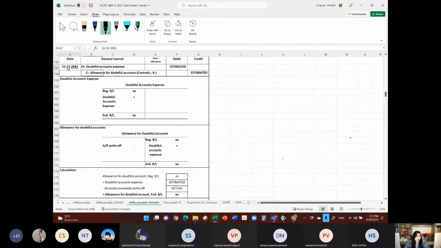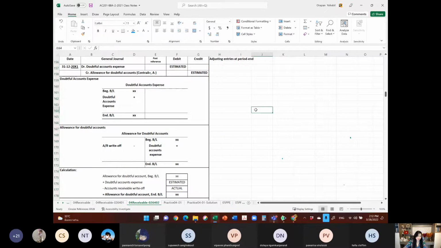So let's say that you record this entry, all right? This entry is part of the adjusting entry, all right? Let me put this again to restate it one more time. So this is part of the adjusting entries at period end. And you are recording this doubtful account expense at the end of the year, or the end of the period.